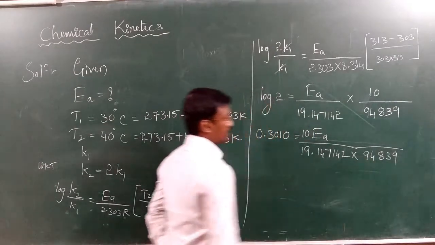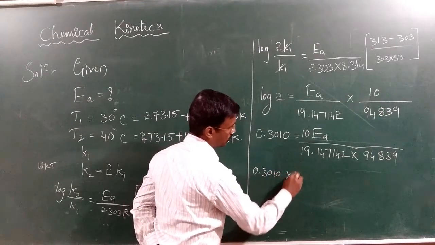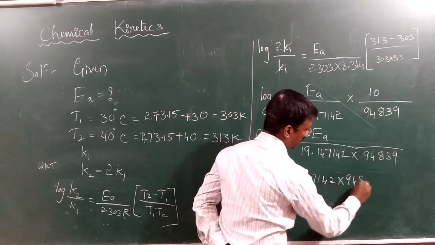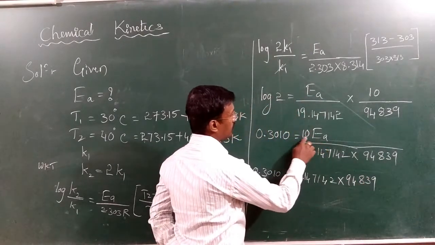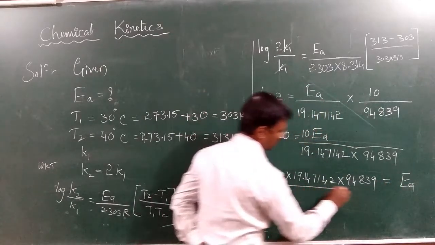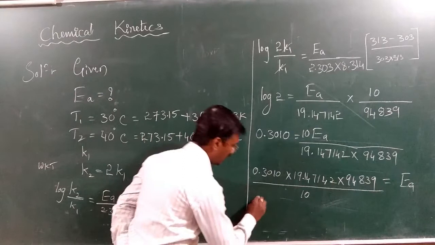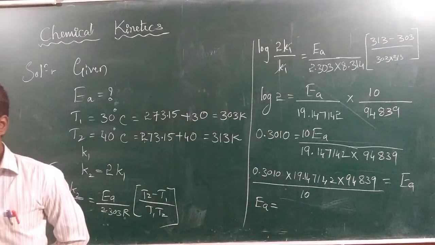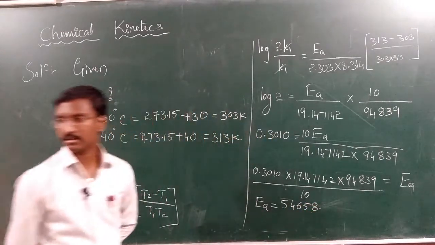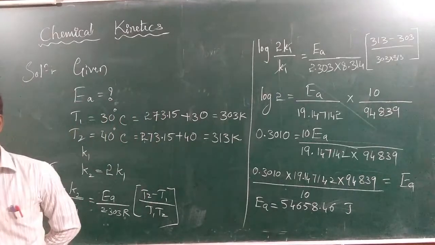Therefore, we send this numerator to the denominator, shifting to the left side. So 0.3010 into 19.147142 into 94,839. We need Ea, and it is multiplied by 10. That 10, if we send it to the left side, comes below, so the whole is divided by 10. By multiplying these three terms and dividing by 10, you get the Ea value. Ea is equal to 54658.46 joule per mole.